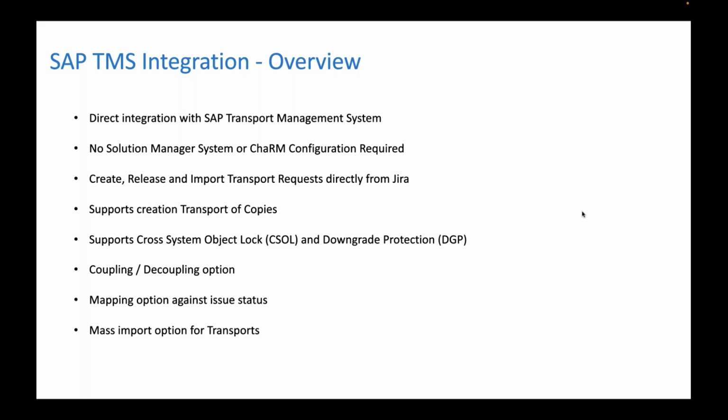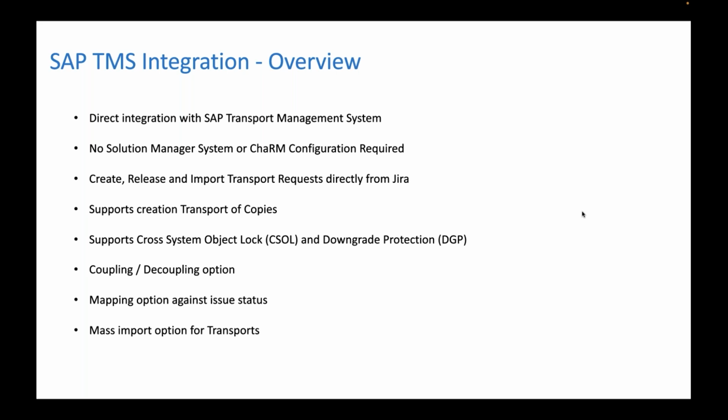Using this connector, you can create a transport request, release, and import the transport request in the managed system, or from the development environment directly to the quality, test, and production environments. And it also supports multi-tier landscapes. If you have a 4-system landscape or 3-system landscape, that's also supported. It also supports, like in Charm, the creation of transport of copies, wherein when you have a development which is not complete, you can still have the testing using transport of copies, and you can go back and add additional tasks and create new transport of copies before you release the original transport request.